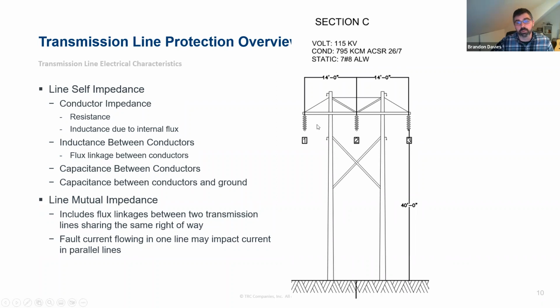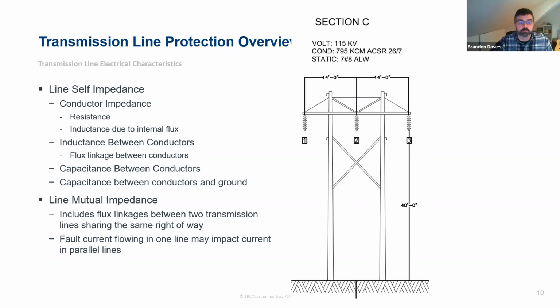current flowing on one line that then shows up on another line because of the flux linkage between the conductors on one transmission structure and another transmission structure, or if it's a double circuit kind of configuration. And really that mutual impedance comes into play heavily when we're doing transmission line fault analysis. Normal load flow does have an impact, but the magnitudes of the currents are lower.